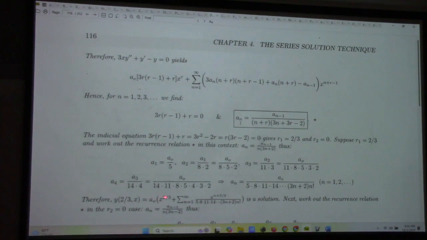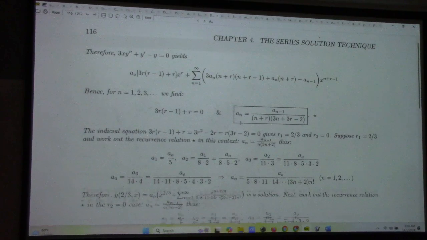You can factor out an a naught. You have x to the 2/3 plus this beautiful function right here, which is not anything that is elementary. This is a special function of some sort or another. Notice the 2/3 power here. That's nothing like exponentials or sines or cosines. It's something much more insidious.